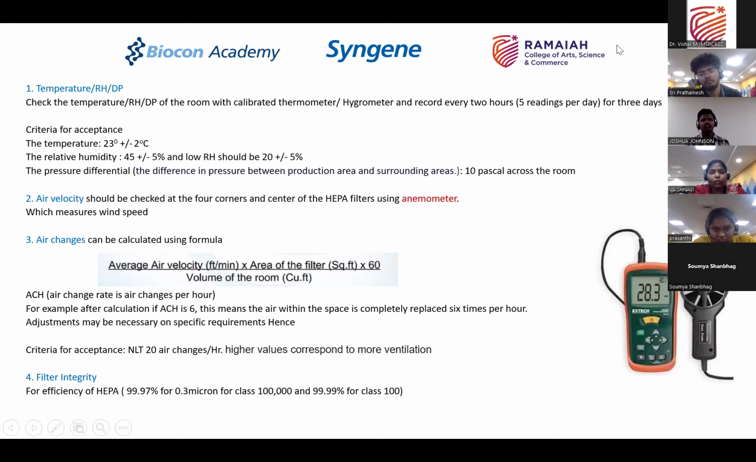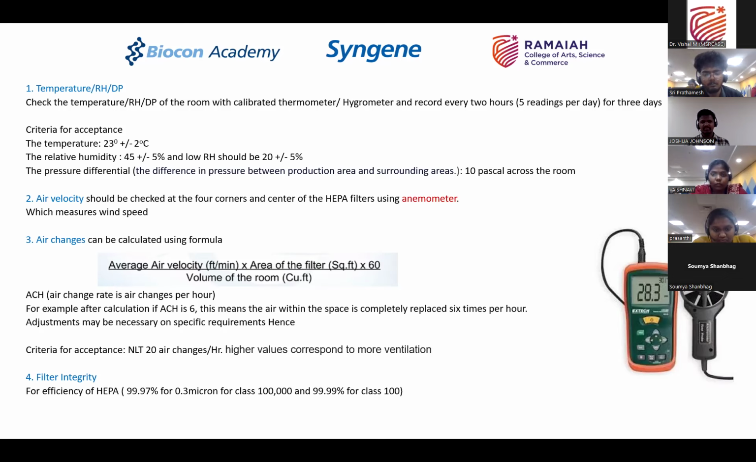Whenever they do this HVAC validation for temperature and relative humidity, they will be checked every 2 hours for 3 consecutive days. Now, what are the criteria for acceptance? How much variation will be accepted? Temperature should not exceed 25 degrees centigrade. So what is the acceptable limit of the temperature in the industrial manufacturing process area?